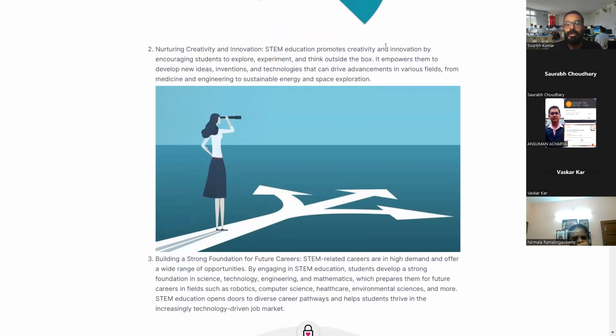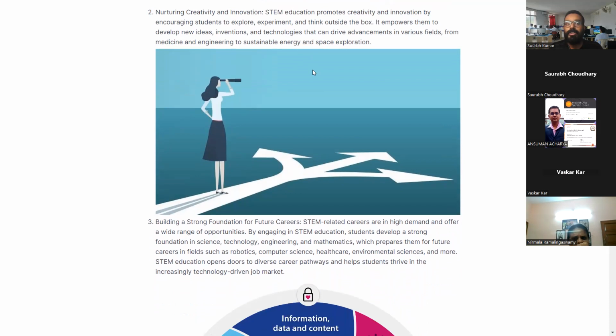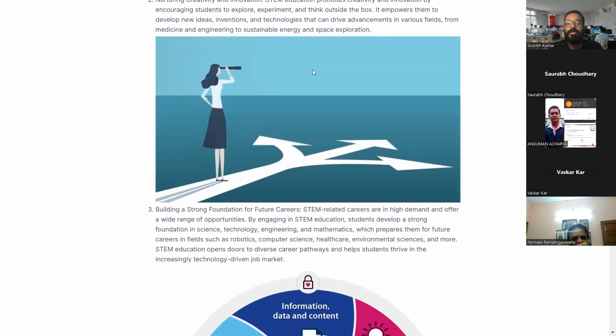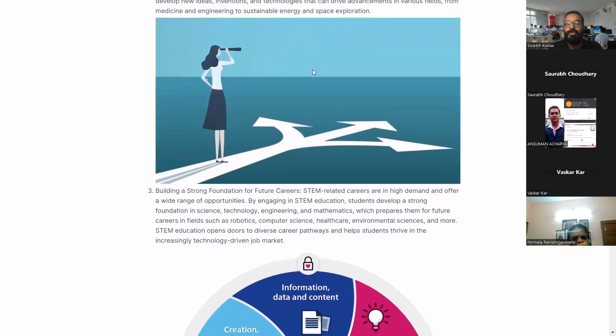STEM education promotes creativity and innovation by encouraging students to explore, experiment, and think outside the box. It empowers them to develop new ideas, inventions, and technology that can drive advancement in many fields, like medicine, as we already discussed, the surgical sector, the automation industry, as well as our production facilities.